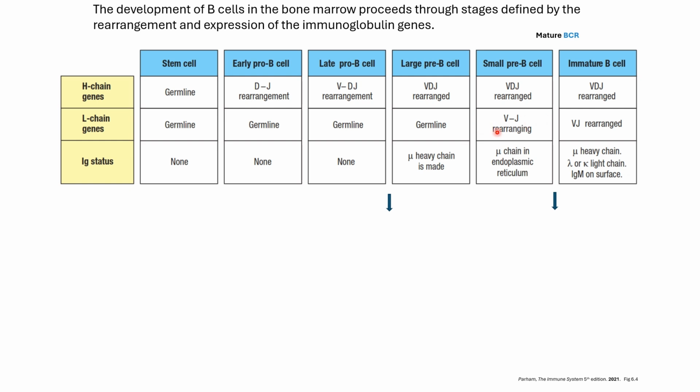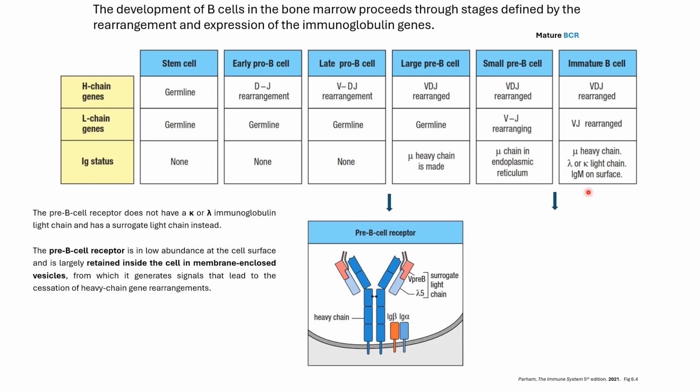After that, the VJ recombination occurs on the light chain, and the heavy chain, this mu chain, makes its way to the endoplasmic reticulum. After the rearrangement of V and J segments, we have physical production of the heavy chain as well as the light chain. Remember that we have two possible light chains, it could be lambda or kappa. And the immature B cell is now expressing IgM on its surface.